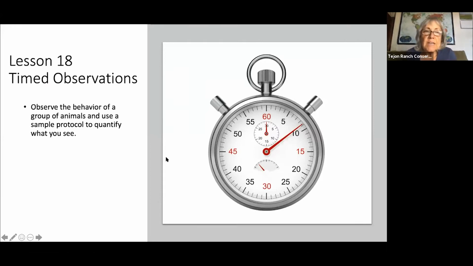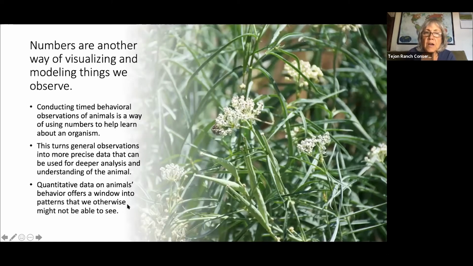So what we're going to do is observe a group of animals and determine what we are studying. We're going to be using time to help us observe. There's a number of different ways to model the things that we observe, and one of them is to conduct timed behavioral observations. That is, what are the behaviors that you are observing in animals? That's a really interesting way to learn about an animal, and it turns those general observations that you do into something that's more scientific, more precise.